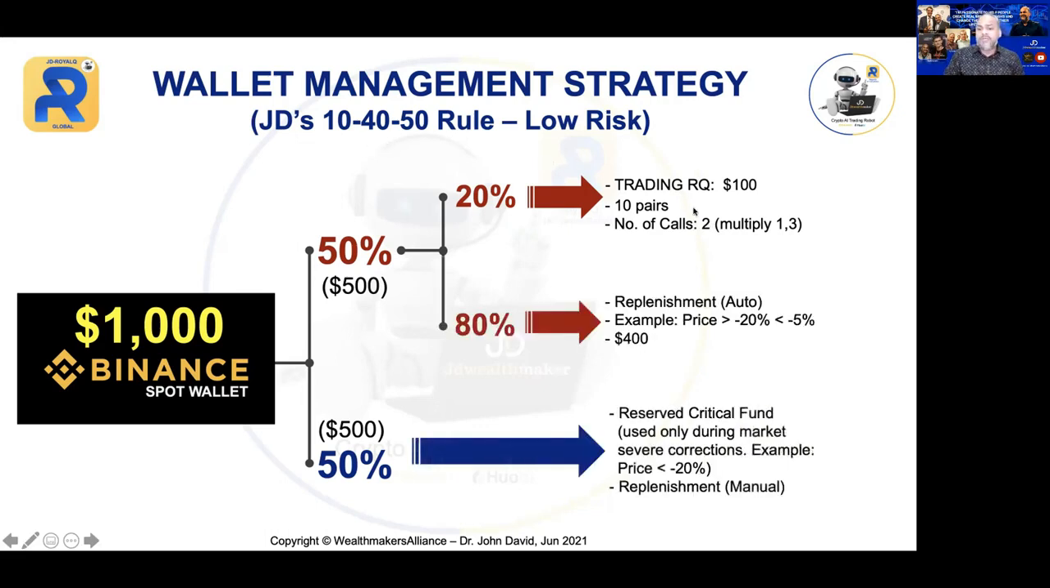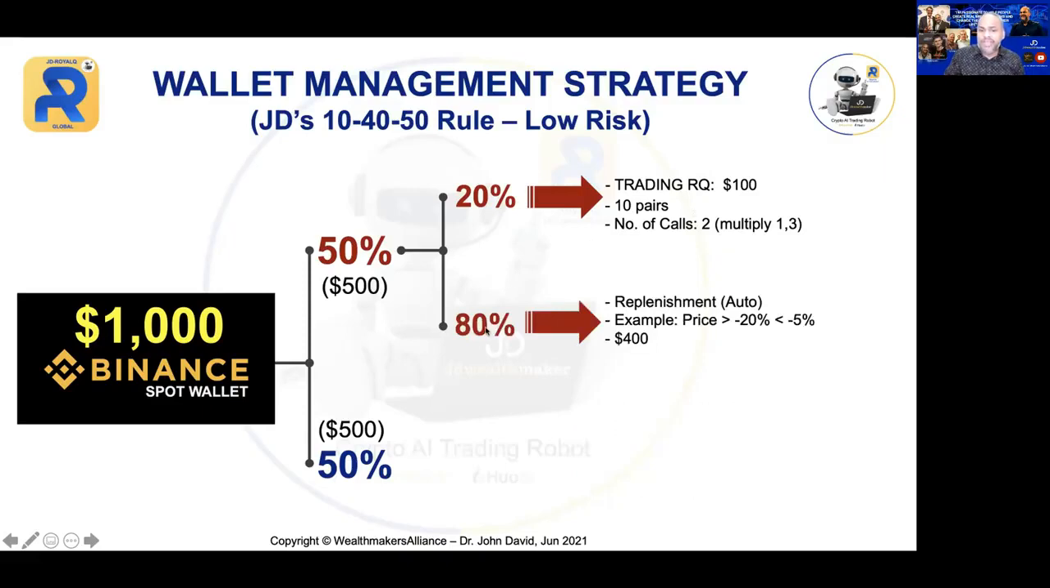Now, I'm going to have the remaining 80%, which is $400. This remaining $400 will be used by the robot to do auto replenishment when the market is going against you. Please understand, just because you buy low doesn't mean the market will remain low. The market can even go lower, right? So can you see that? When the market goes lower, what happens? You have the $400 or 80% for the robot to do the automatic replenishment for you without you interfering. So leave the robot to do the job.